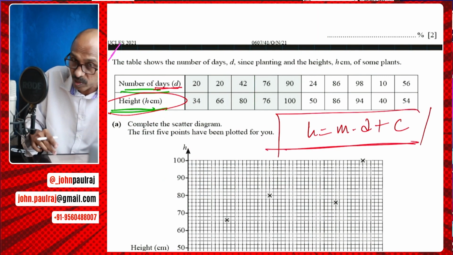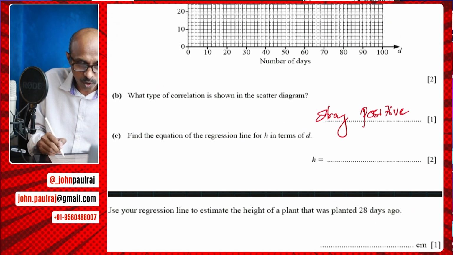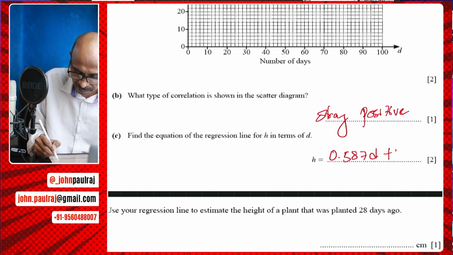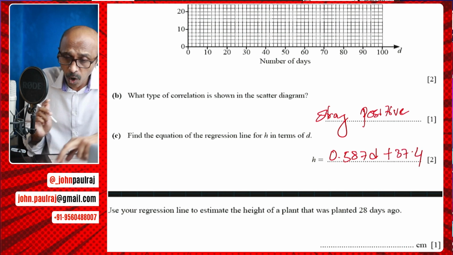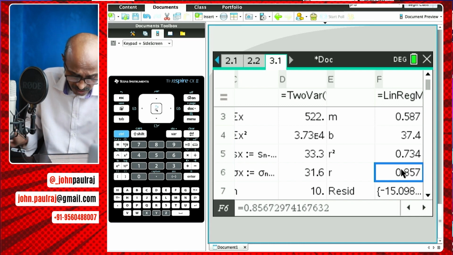Don't leave it as y and x, you might lose 1 point. How many points is this? 2 points. So you can read from the calculator that the slope, or m, is going to be 0.587 times d plus 37.4. Everything done just by looking at that list and spreadsheet. We have not even added the data and statistics page.